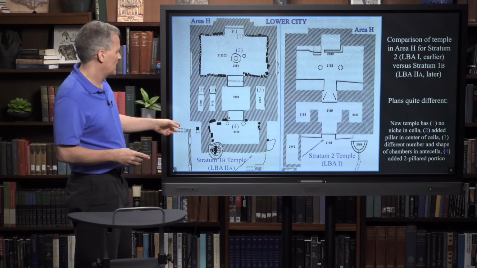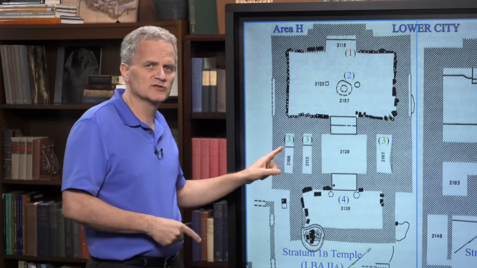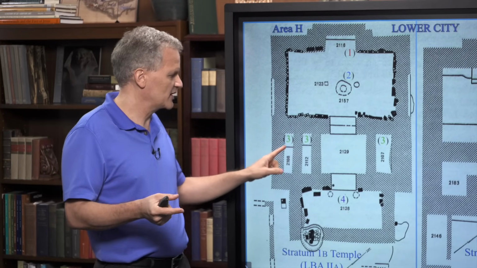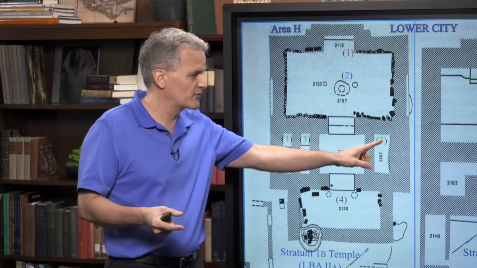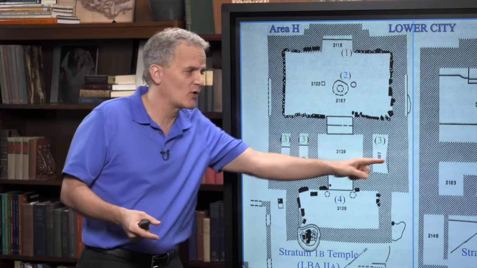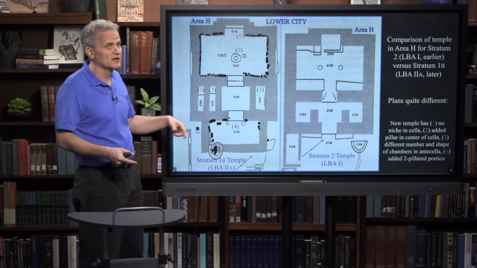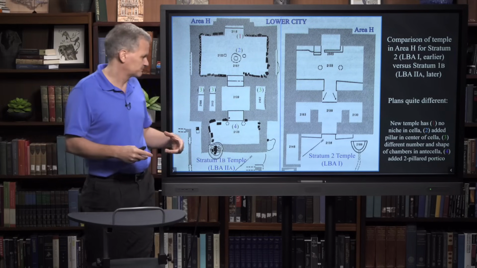Three, these chambers of the antecella are different in number. There are three here, one, two, and three, where there were only two before, and they have a different design than in the previous structure. So that's another difference between the temples.